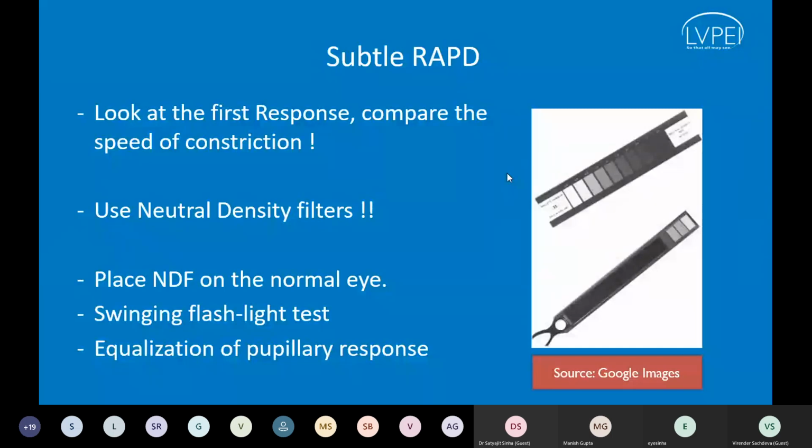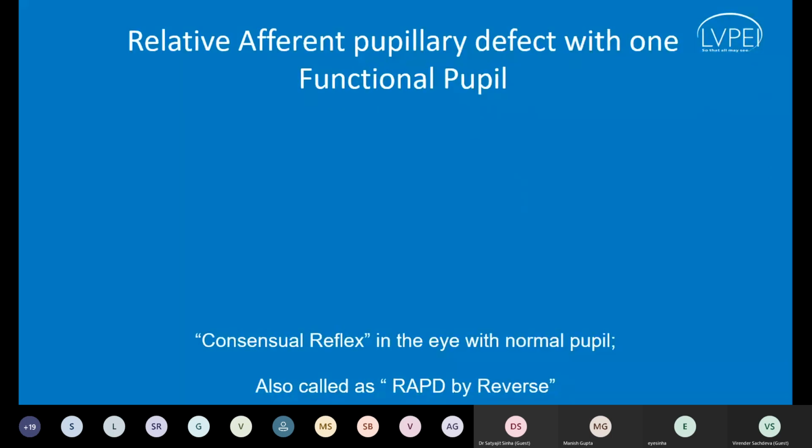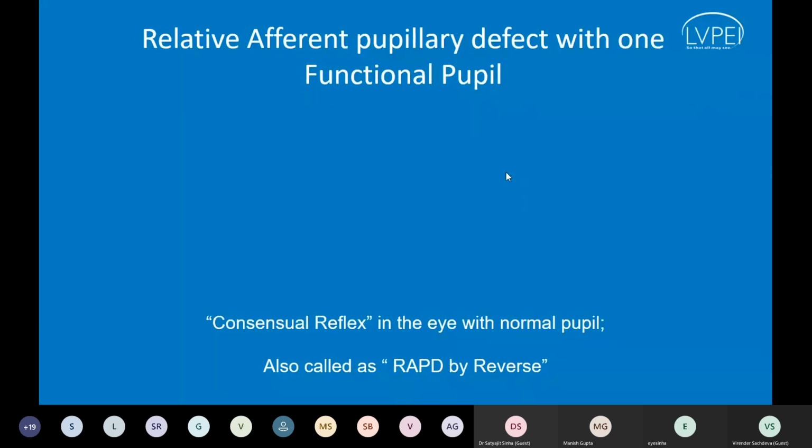If there is a RAPD, you will see that the response starts normalizing as you keep the filter in front of the suspected normal eye. And the point at which it becomes equal in the two eyes is the level of the RAPD that you are going to get. How will you look for RAPD in a patient with only one functional pupil? To look for a RAPD in only one functional pupil, we use the consensual reflex in the eye with the normal pupil. It is also called RAPD by reverse.